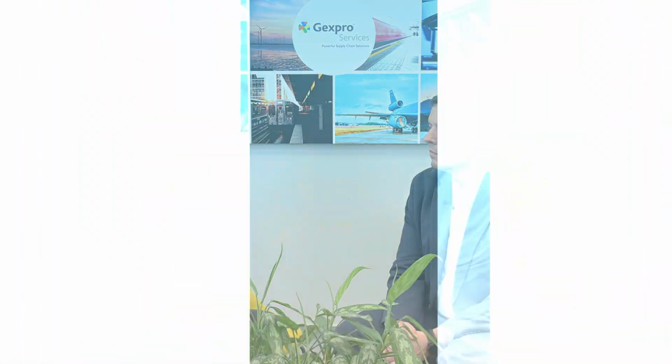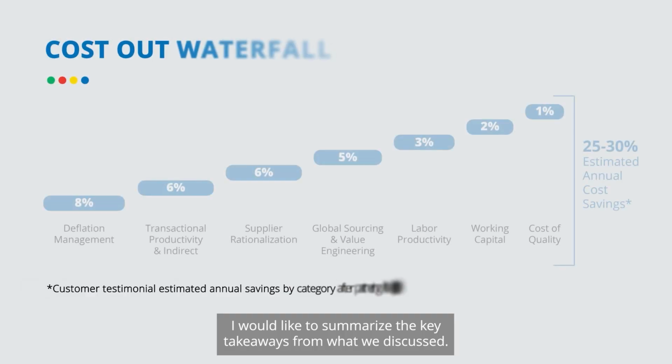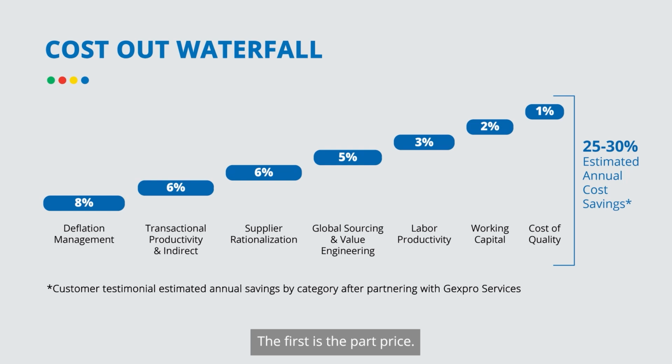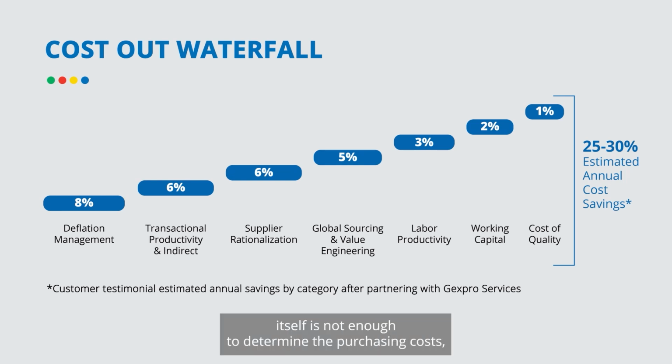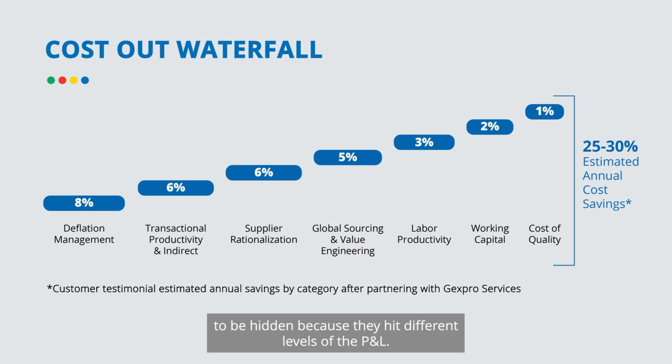Yes, I agree. Effective controls and processes in place are really important to strengthen your free cash flow. So as we are getting closer to the end of our discussion, I would like to summarize the key takeaways from what we discussed. The first is the part price, because part price itself is not enough to determine the purchasing costs, because there are a lot of associated costs which seem to be hidden because they hit different levels of the P&L.